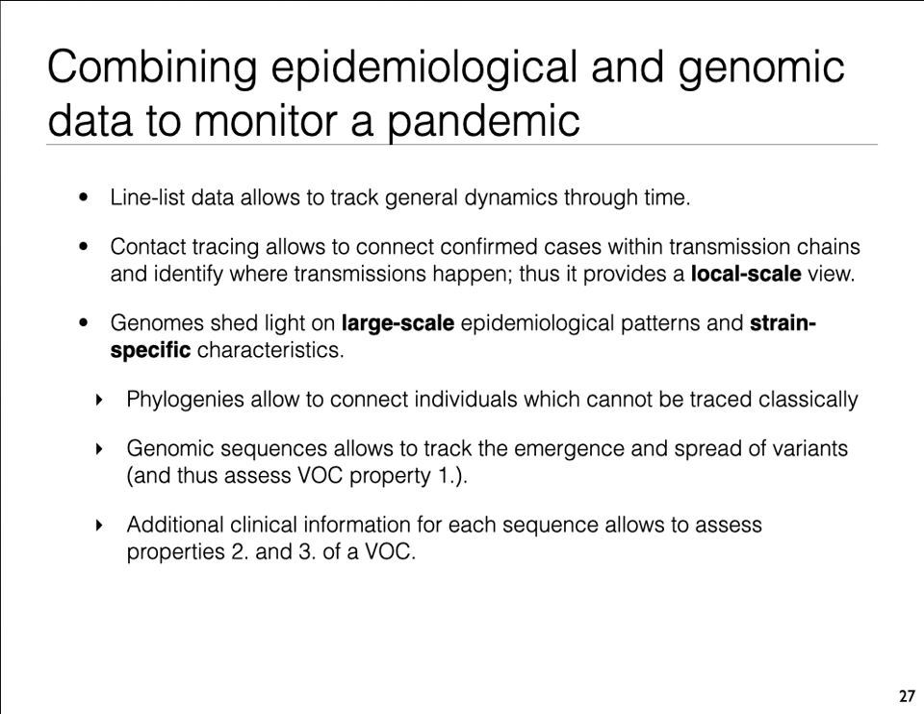But only genomic data can shed additional information on large-scale epidemiological patterns and strain-specific characteristics. So phylogenies allow us to investigate between which countries viruses are circulating, and genomic sequences allow us to track the emergence and spread of variants. And in particular, if we have, together with the sequences, clinical information for those particular patients, can we assess properly the properties of variants of concern.